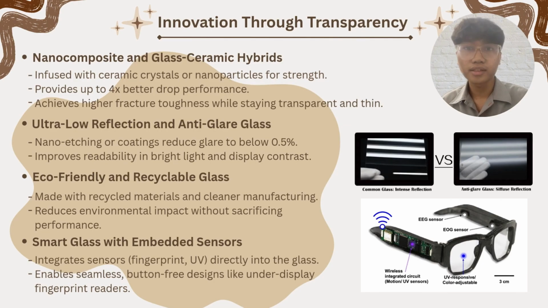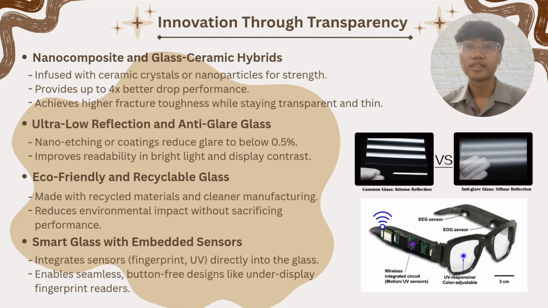And now on to what's new and next, the innovation. Recent advances are making glass even stronger and smarter. We are seeing nanocomposite and glass-ceramic hybrids, glass infused with ceramic crystals or nanoparticles. This makes it up to 4 times more drop resistant while staying thin and completely transparent. We also have ultra-low reflection glass using nano etching or advanced coating to cut glare to almost nothing.